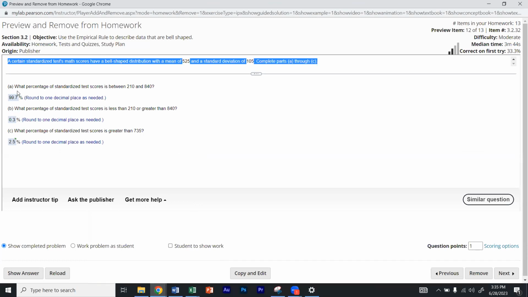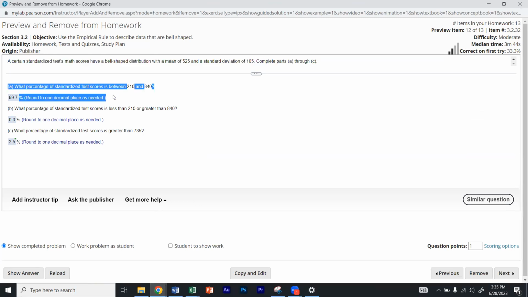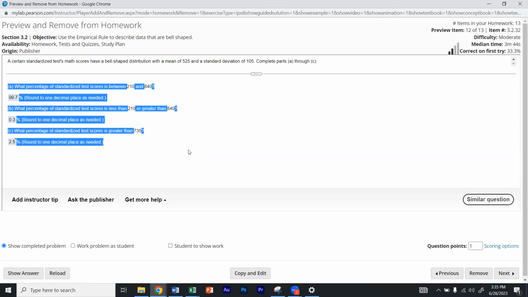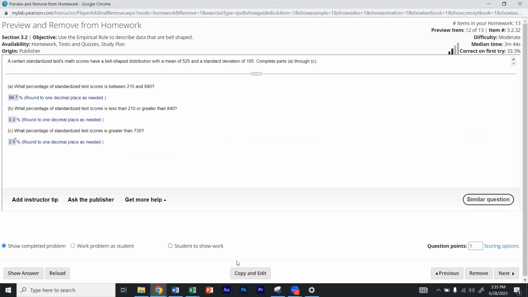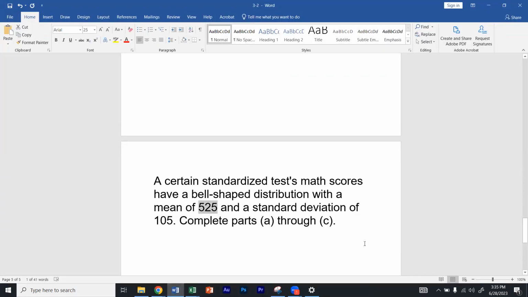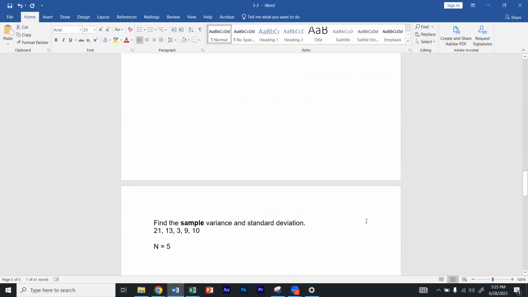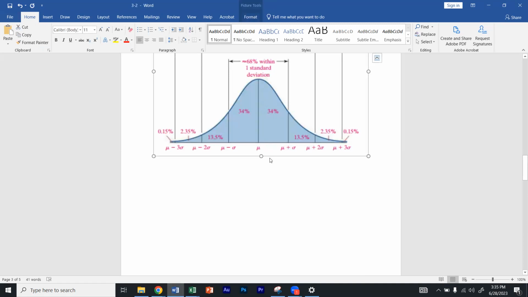They are saying... basically, let me go back and do it. Excuse me, let me go back. So we have to find out what is mu plus sigma, mu minus sigma, mu plus 2 sigma, mu minus 2 sigma, mu plus 3 sigma, mu minus 3 sigma.